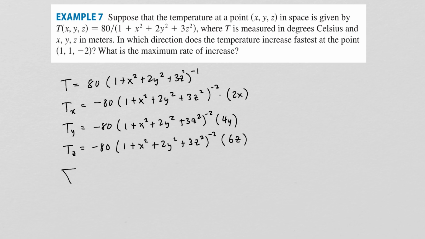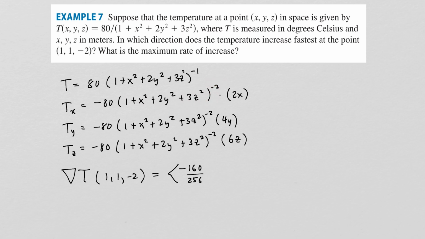So now our gradient vector for the function T at the point (1, 1, -2) is going to be the vector. So we'll start with this one, plugging in x equals 1, y equals 1, and z equals -2. And that gives us a value of -160 over positive 256. So keep in mind, this is a negative 2, which means when you plug in all those numbers, you need to drop this down to the denominator and square it.